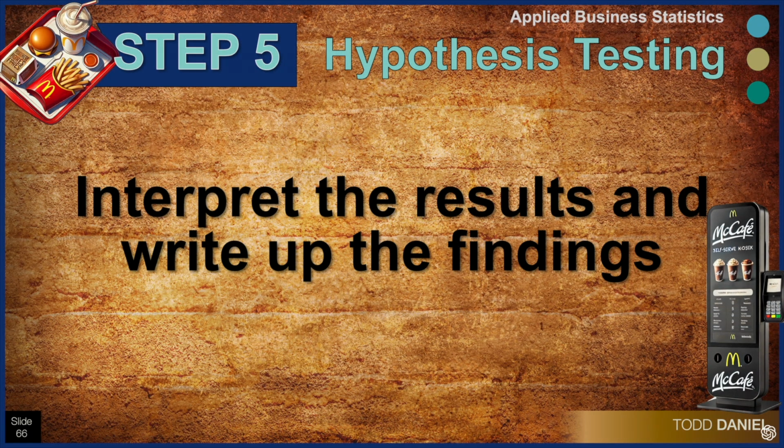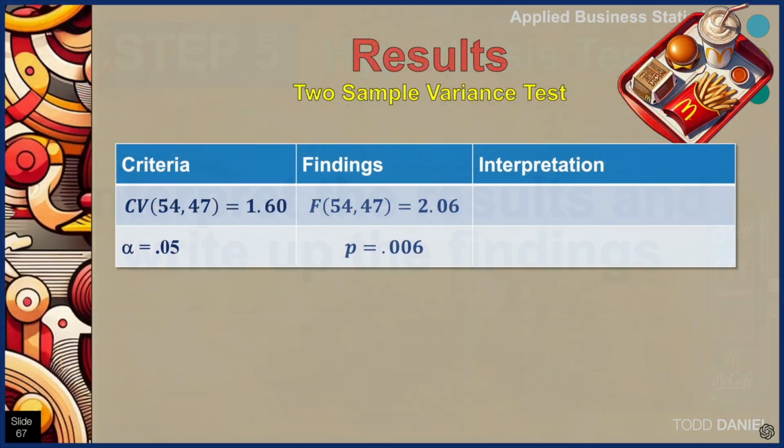So now we are going to interpret the results and write up the findings. Was this a statistically significant difference? Our critical value is a 1.6, but the F value that we calculated was 2.06. 2 is over that fence. It's further away than the 1.6, so it is significant. The p-value of 0.006 is less than 0.05. Less than a penny would be certainly less than a nickel.